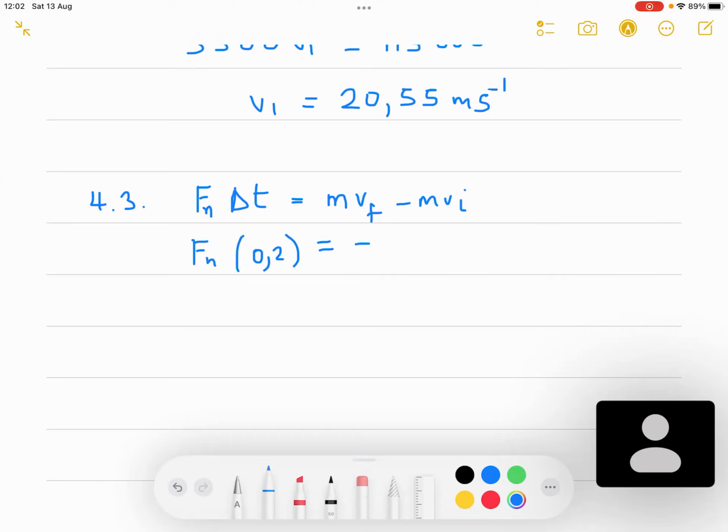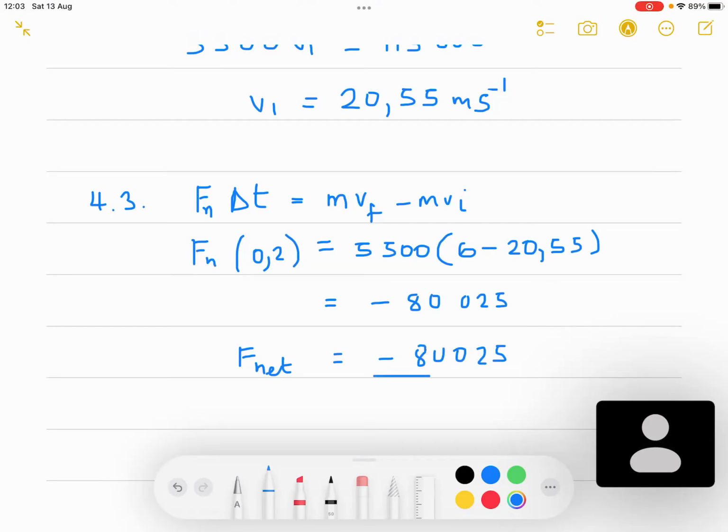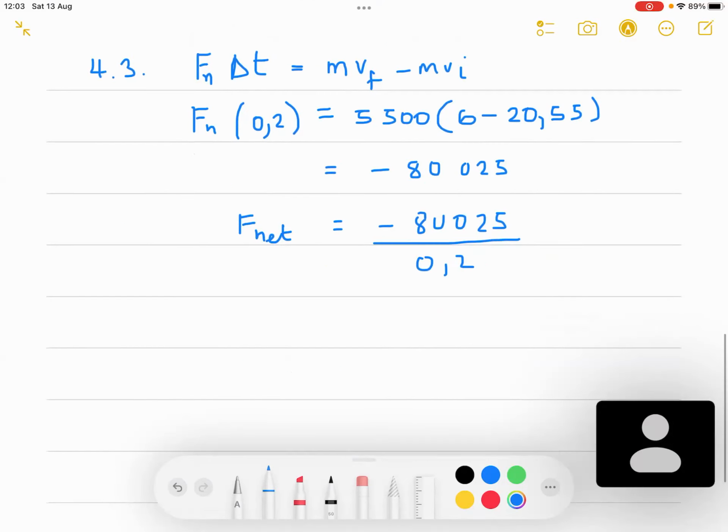So I'm going to use m equal to 5,500, and instead of writing it again, I'll just say vf, which is 6 minus 20.55. Are you okay with me writing it like that? m times vf minus vi. If you do that, you will get minus 80,025, and then F net is going to equal minus 80,025 divided by 0.2. And what do you get? You get negative 400,125, a very, very large force.